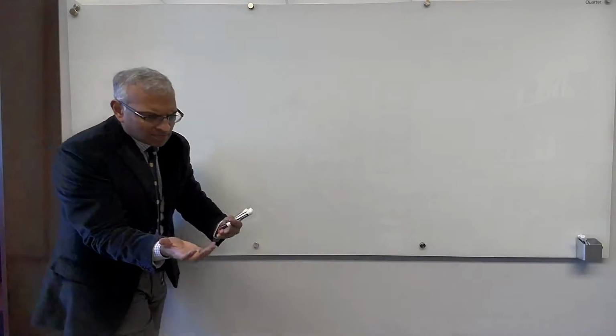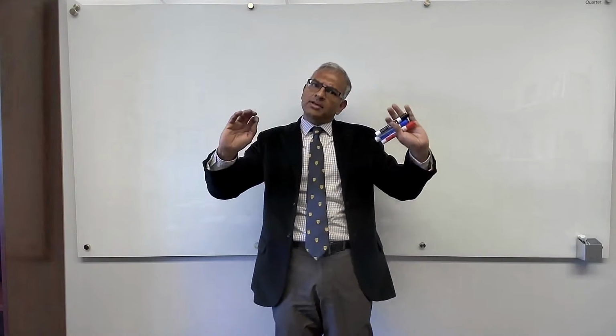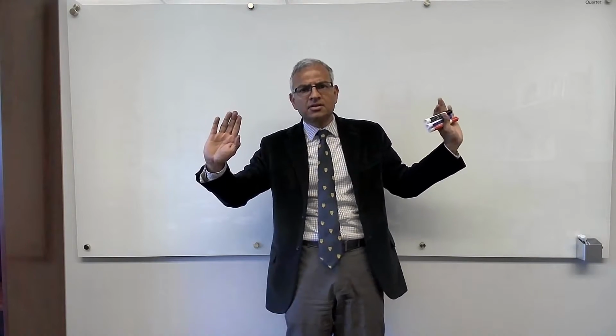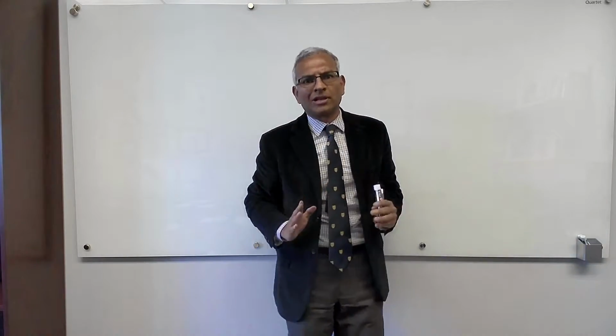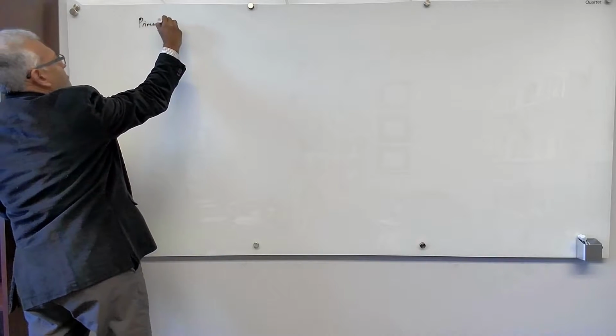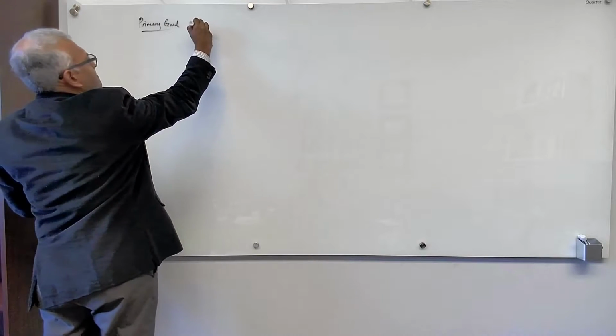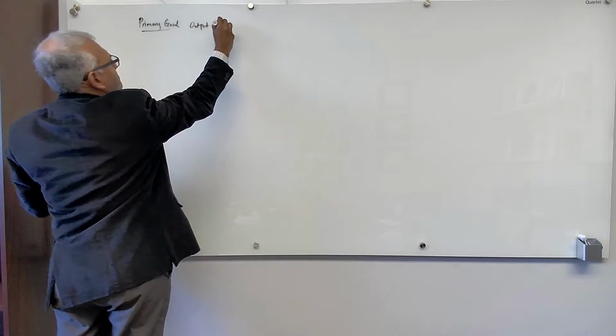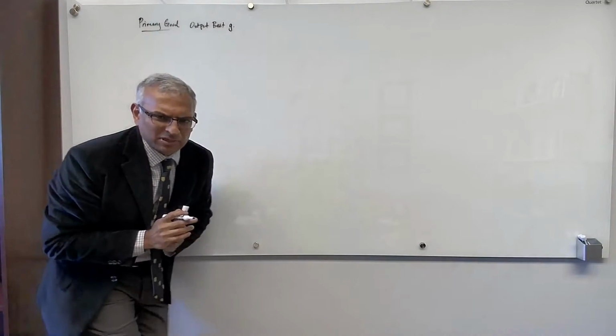Okay, so now your client comes, gives you a data set. I want to emphasize that the primary goal is to always output as good a hypothesis, final hypothesis, as you can for your client. So primary goal: output best g. That's the primary goal.